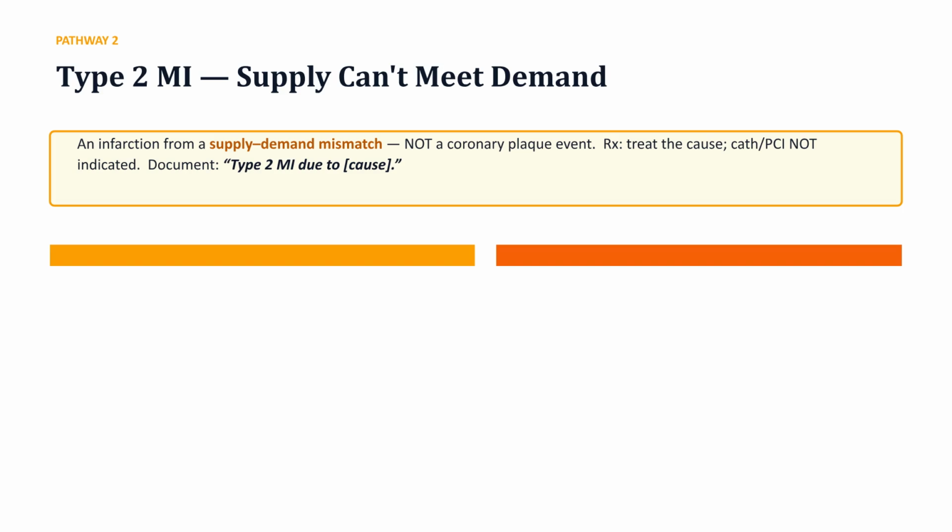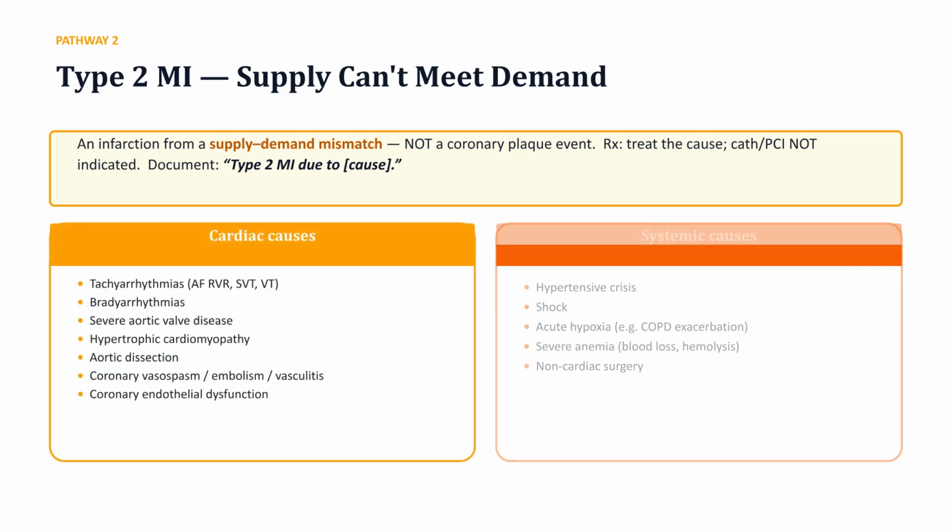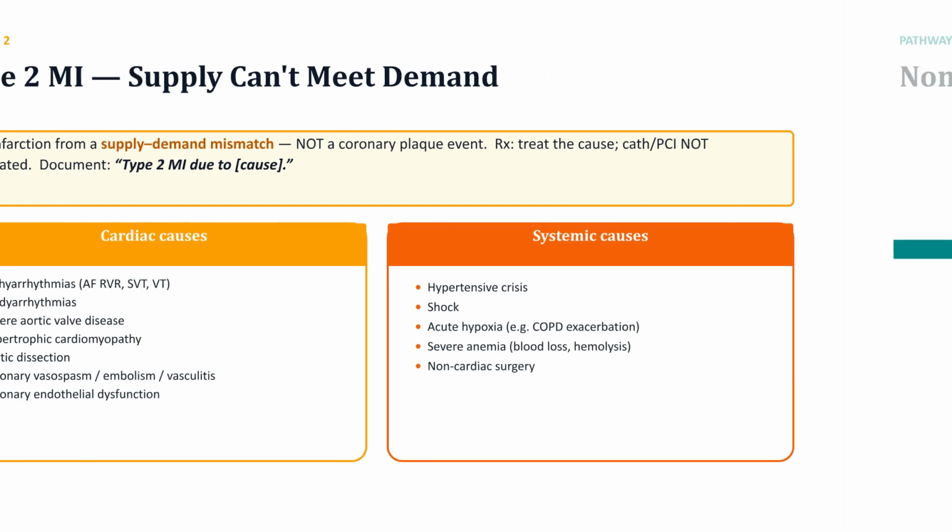Type 2 MI results from a supply-demand mismatch rather than a primary plaque event. Management focuses on treating the underlying cause, and invasive procedures are generally not indicated. Whether the cause is cardiac, such as a tachyarrhythmia, or systemic, such as hypoxia or severe anemia, it is vital to document the specific cause.